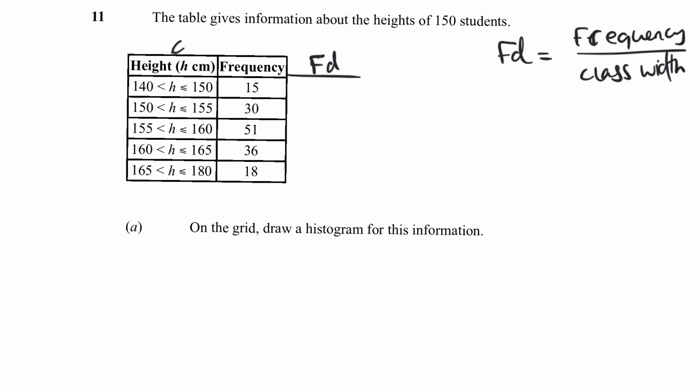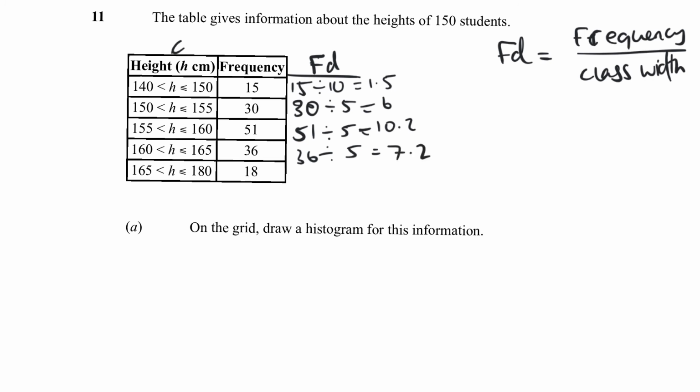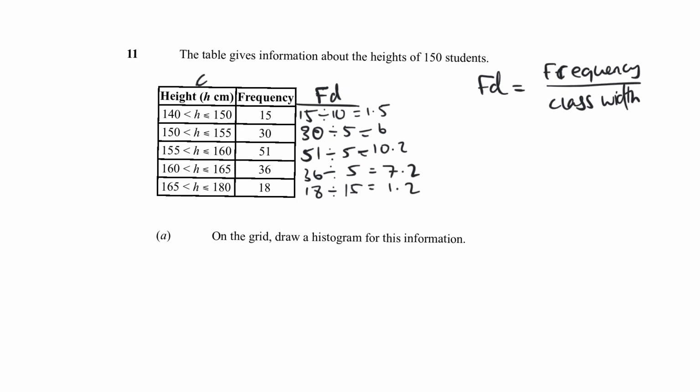So in order to do that, the first one's going to be 15 divided by 10, which is 1.5. Then the next one is going to be 30 divided by 5, which is 6. Then it's going to be 51 divided by 5, which is 10.2. Then it's going to be 36 divided by 5, which will be 7.2. And then the next one is going to be 18 divided by 15, which is going to be 1.2. Okay, so now that we've worked out the frequency densities, I'm just going to write them.